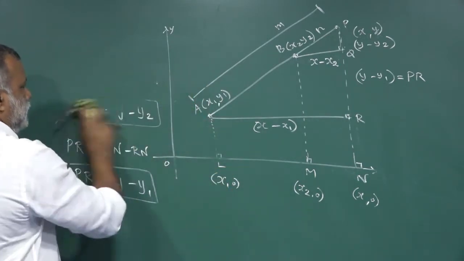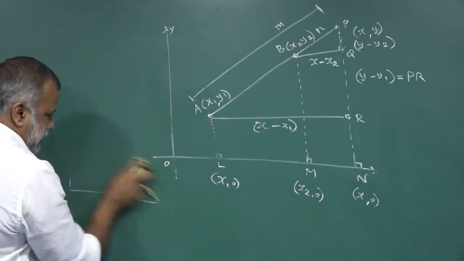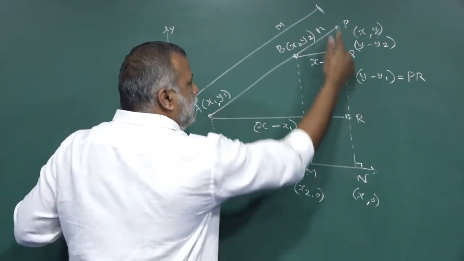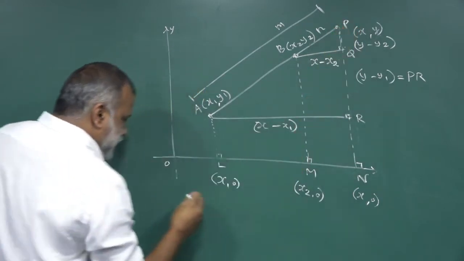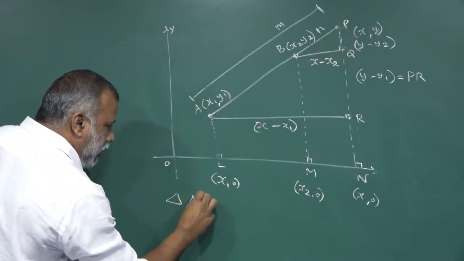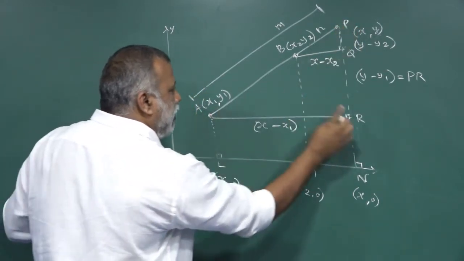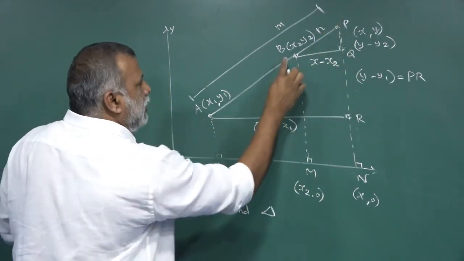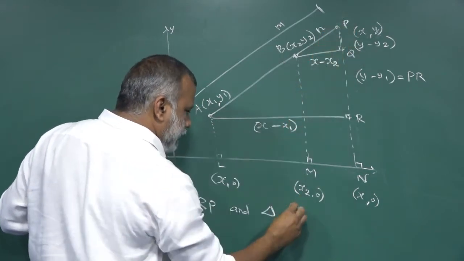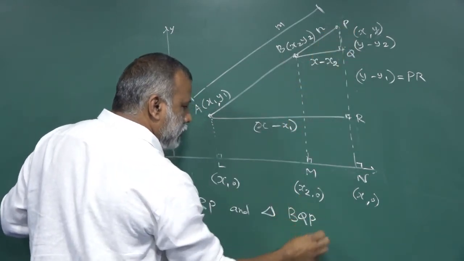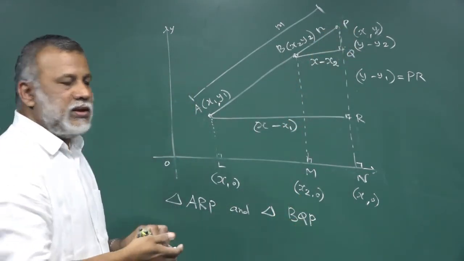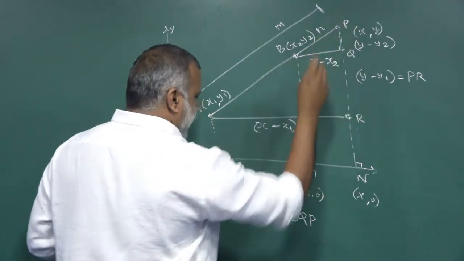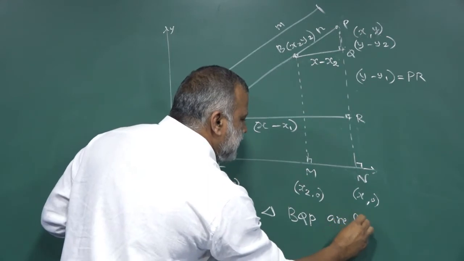Now, after finding the distances, see the diagram. See here, triangle ARP and triangle BQP are said to be similar triangles. See, ARP and BQP are similar.